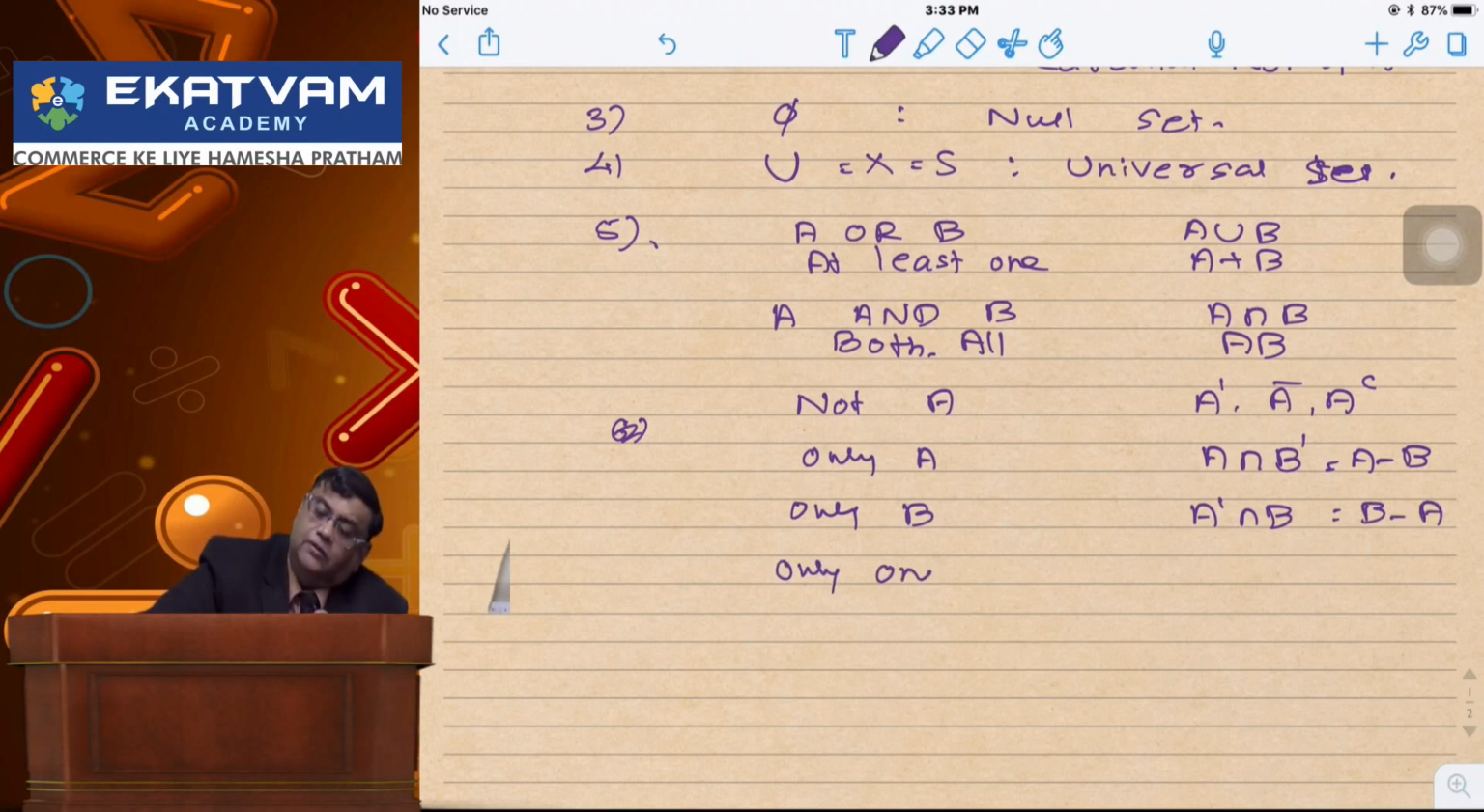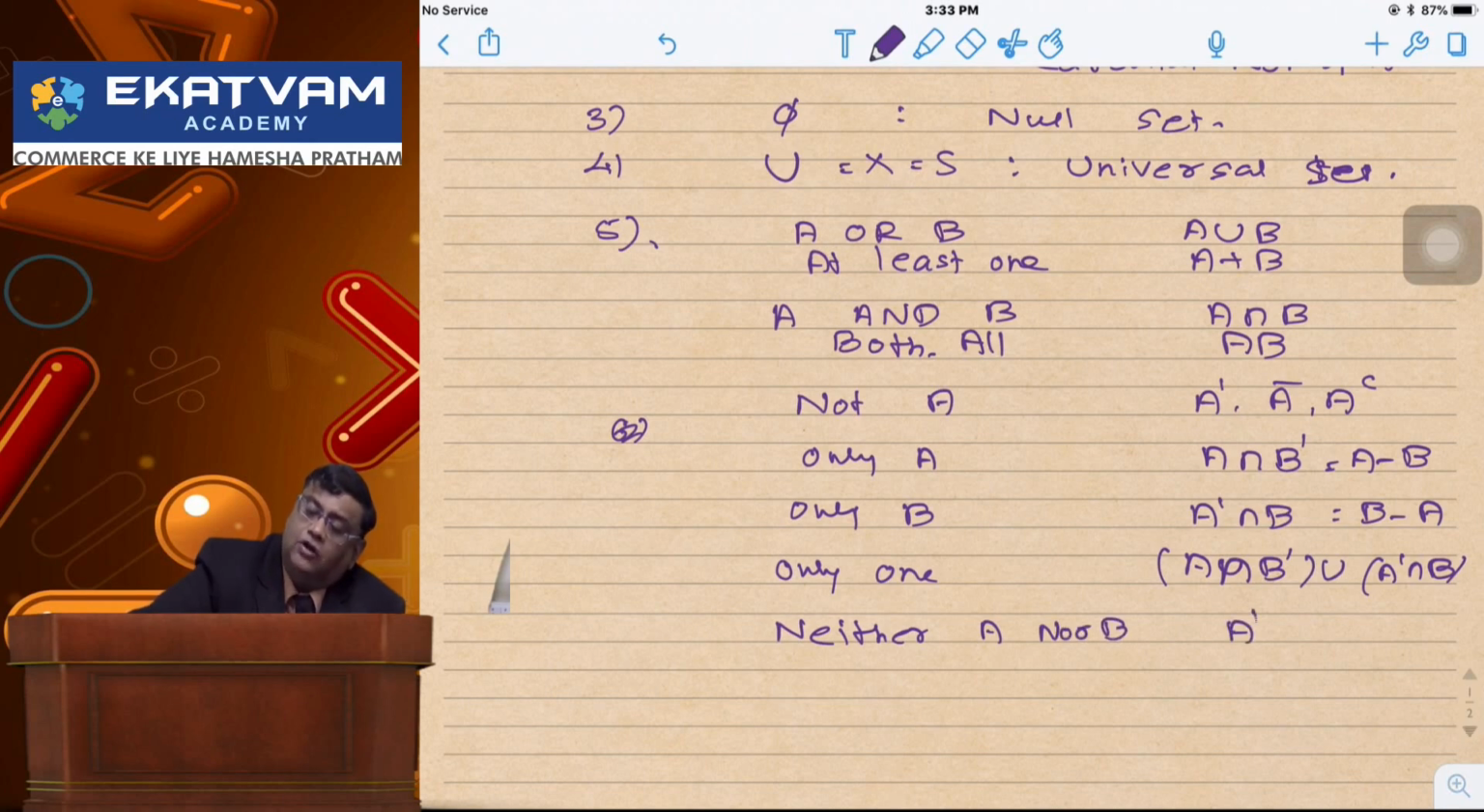What is only one? It means A intersection B dash, only A, union A dash intersection B. A happens, B does not, or B happens, A does not, meaning only one happens. And the next is neither A nor B. Now when I say neither A nor B, A does not happen and B does not happen.